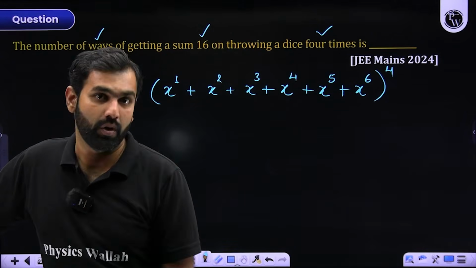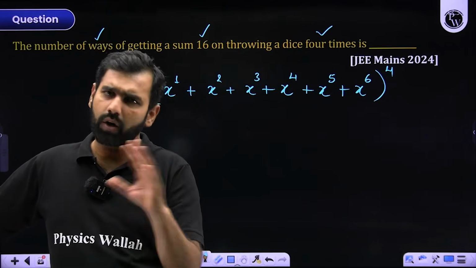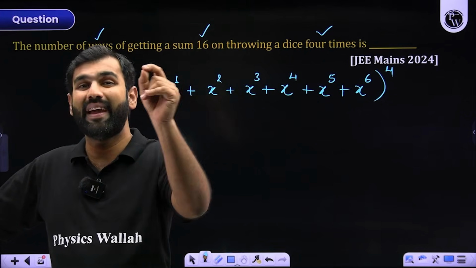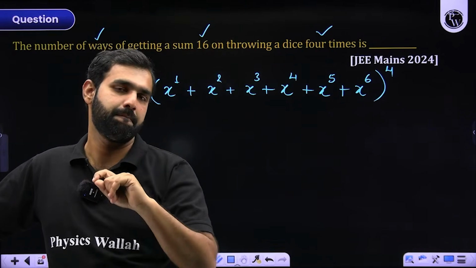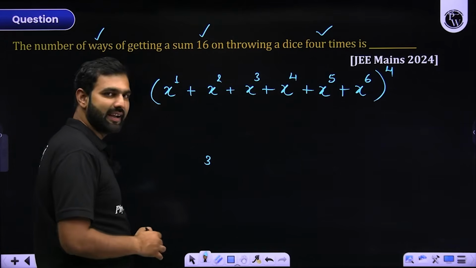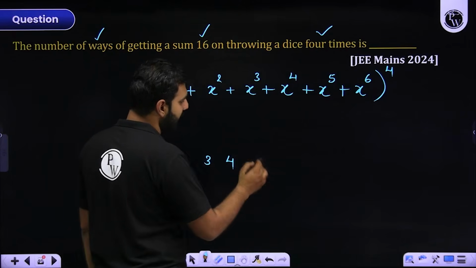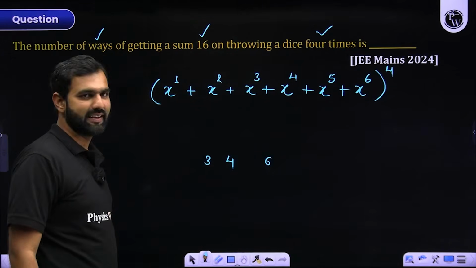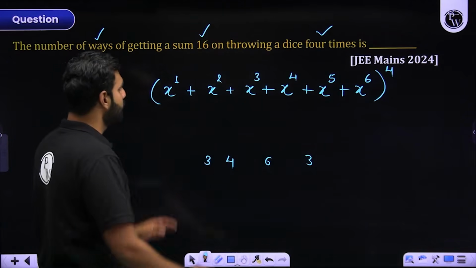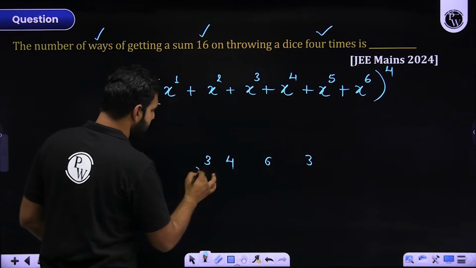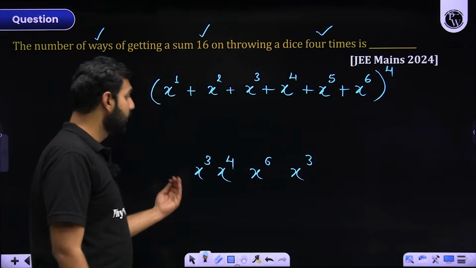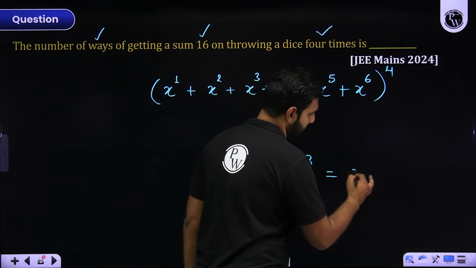In this expansion, I'll be seeing a lot of terms. But am I not interested in those terms where the power of x is 16? Let's say from the first dice, I got 3. From the second dice, I got 4. From the third dice, I got 6. So 6 plus 4 is 10, plus 3 is 13. Let's say from the fourth dice, I got 3. So from the first expansion, I got x cube. From the second, x to the power 4. From the third, x to the power 6. And from the fourth, x to the power 3. If I multiply them, I get x to the power 16.